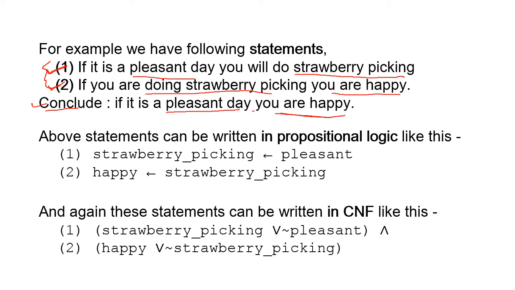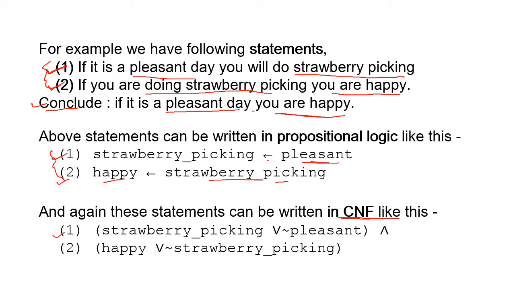These two statements can be written in propositional logic like this. How? The first one is pleasant implies strawberry picking, and the second one is strawberry picking implies happy. So first we need to convert the given statements into propositional logic statements. After that the statements can be written in CNF, conjunctive normal form. Already we know how to convert propositional logic statements into CNF statements.